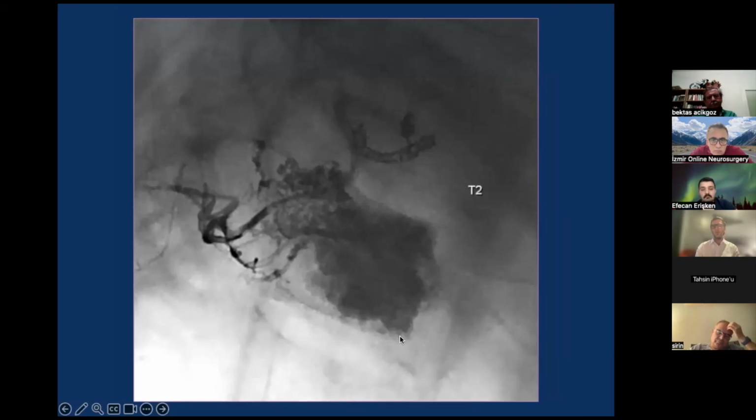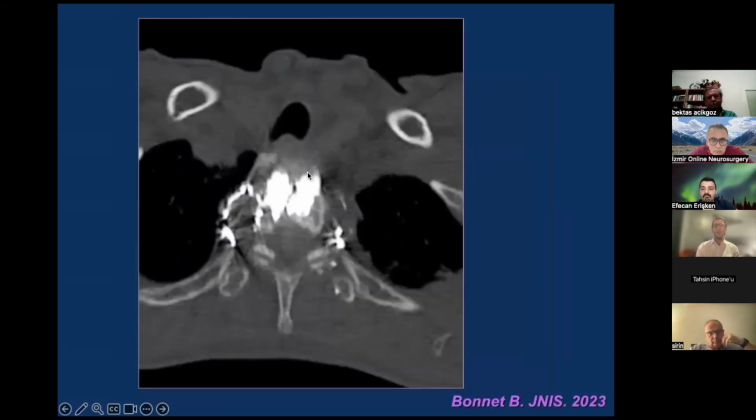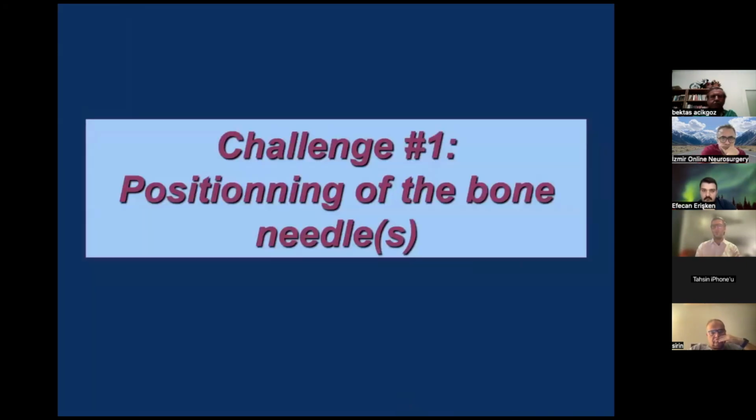So this is the result at the end of the procedure, and you can see the satisfactory filling of the T2 vertebral body with no complication. We performed this case 5 or 6 years ago, and the patient is okay.